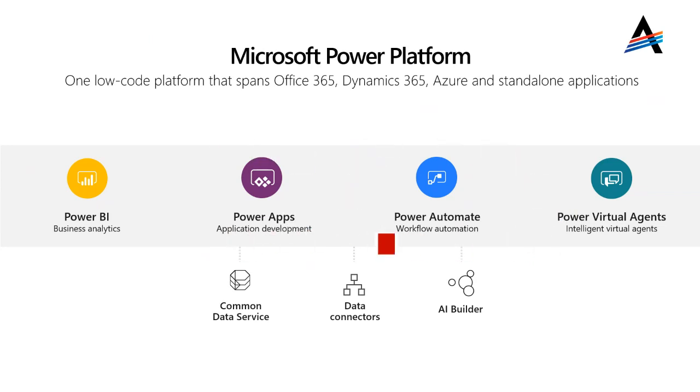Power Automate is basically workflow automation. In the past they used to call it Microsoft Flow, but Microsoft thinks the name Flow is a bit limited, because it doesn't just automate a business workflow, it fundamentally automates between application and application.